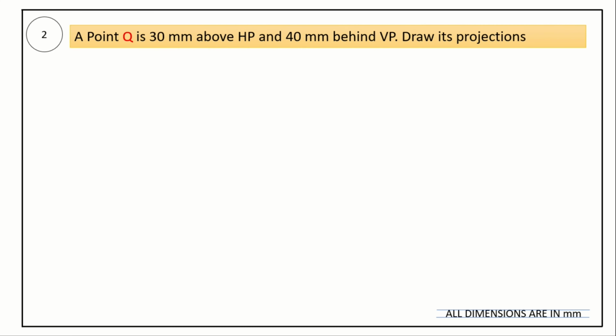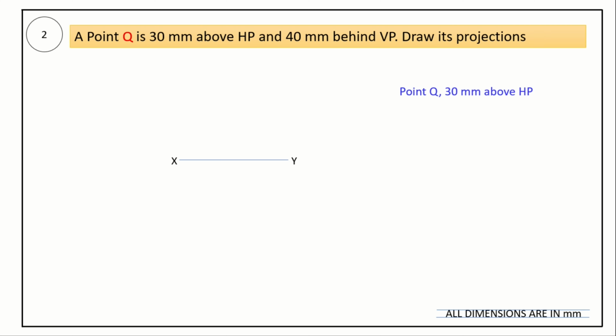Take an A3 sheet, draw the margins on all four sides. Write the question number. In the right bottom corner, write all dimensions are in millimeter. So, the question given is, a point Q is 30 mm above HP and 40 mm behind VP. Draw its projections. First, draw reference line XY.